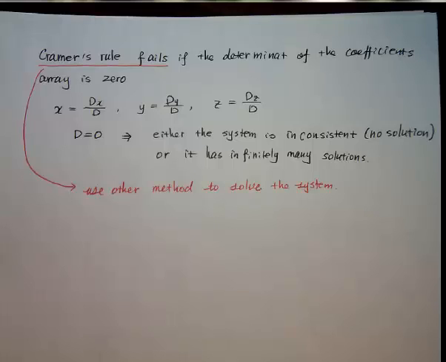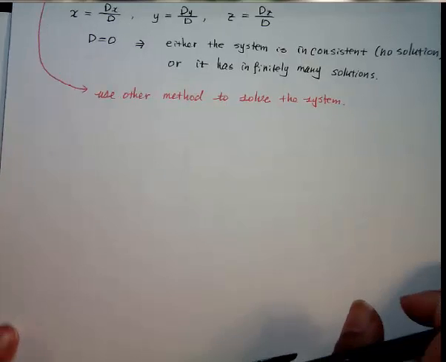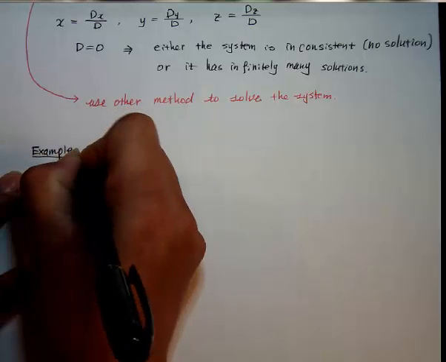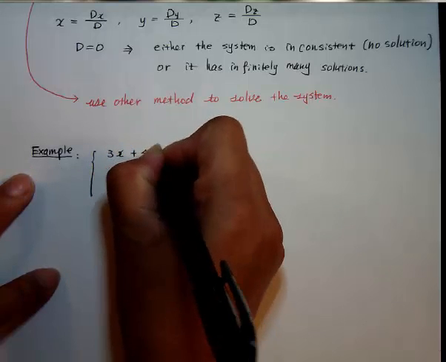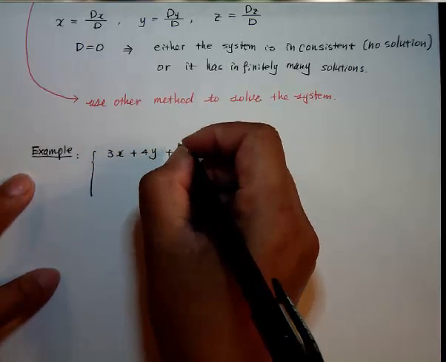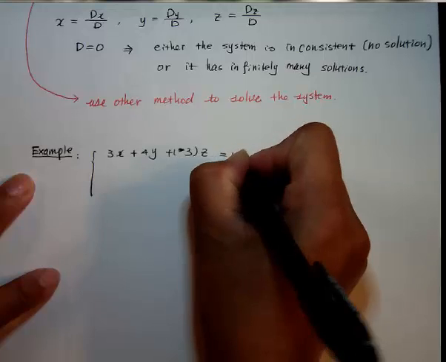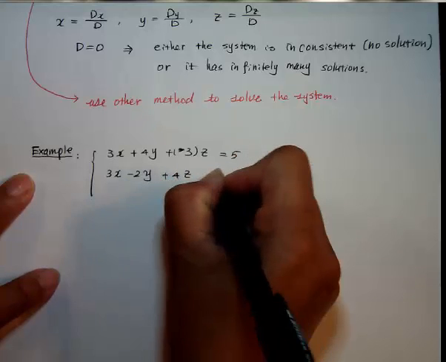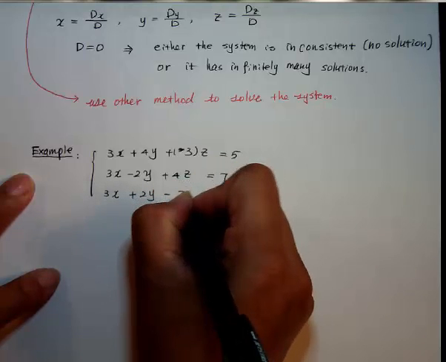All right, let's take a look at another example. Let's solve this system of equations: negative 3z equals 5, 3x minus 2y plus 4z equals 7, 3x plus 2y minus z equals 3.